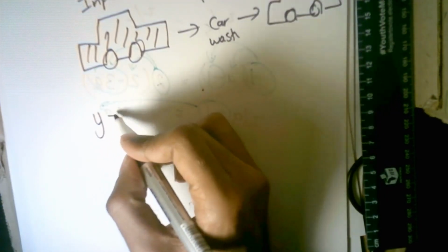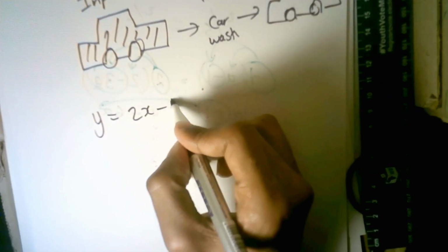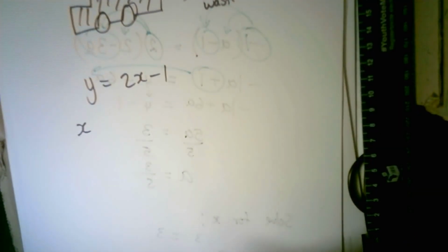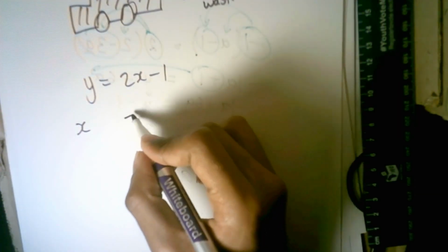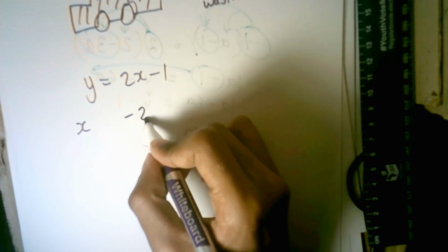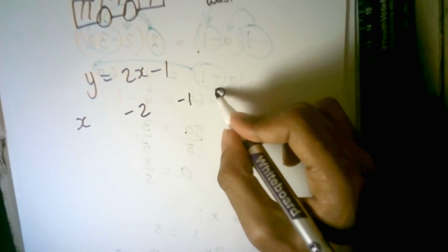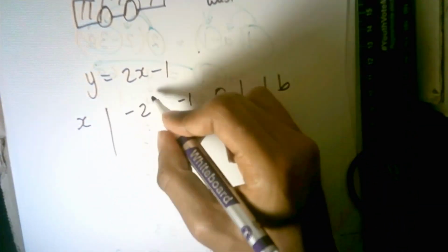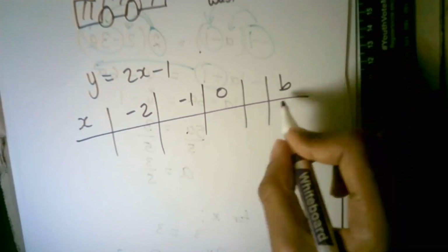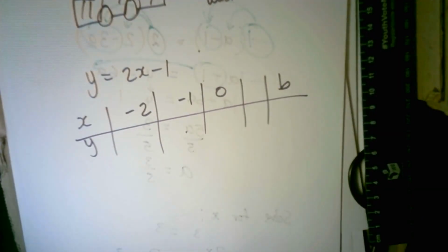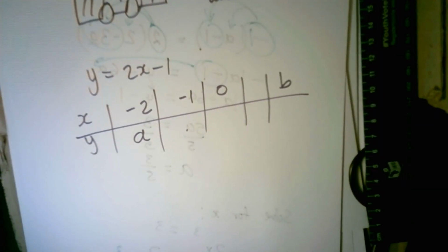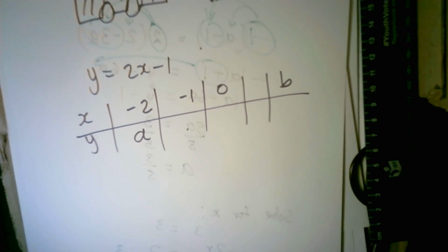Let's say I'm given the function y is equal to 2x minus 1, and I'm required to find the value of a and b from the table. So my first row is my x values. Let's say my x values are -2, -1, 0, and there's some space here, and this is b. So according to this table, when x is equal to -2, the y value is a. That means I need to find it. A is basically question mark. I need to find what is this value of a.